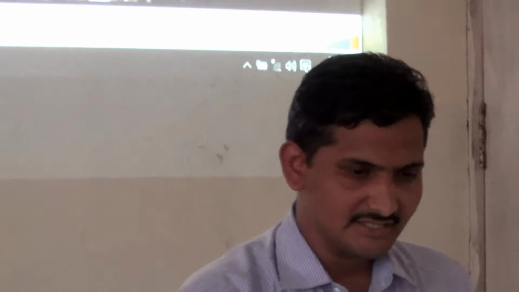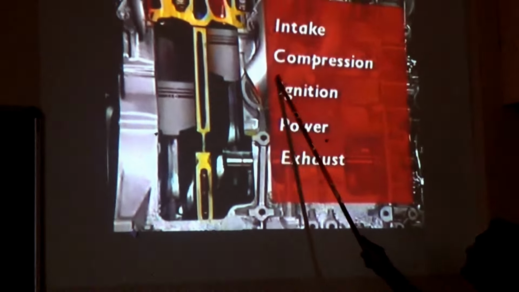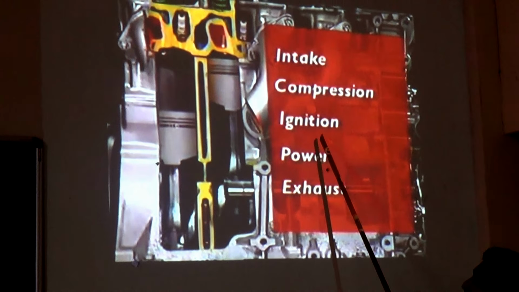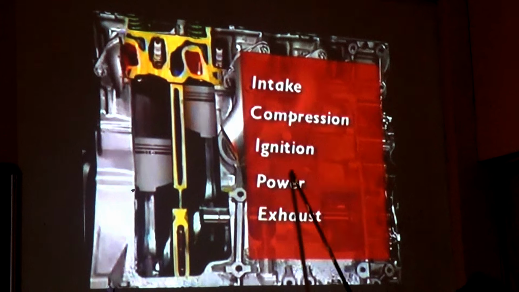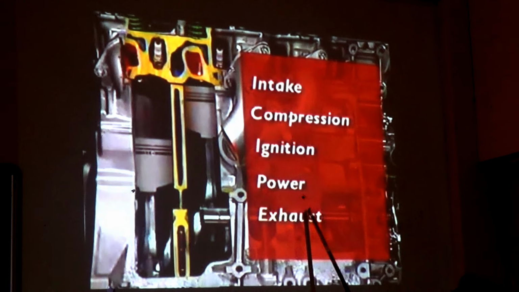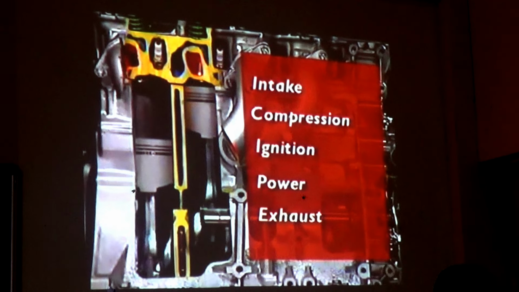Now let us see some of the videos related to this one. Here in this particular video, there are 4 processes shown: intake, compression, expansion, exhaust. Now ignition is in between process, after compression or before the expansion. Expansion process they have given the name power stroke, and exhaust. Now let us see how it happens.